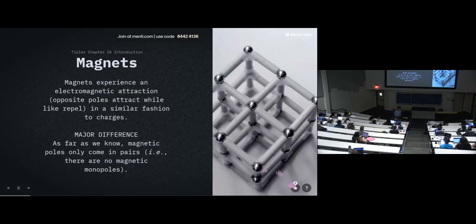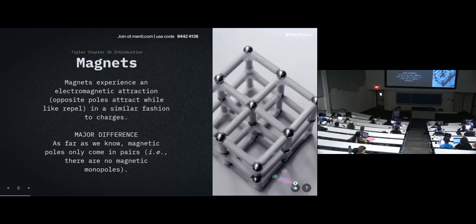All right, so let's get to this slide. Magnets experience an electromagnetic attraction. Opposite poles attract while like poles repel, in a similar fashion to charges. The big difference in Maggie's question here is my statement that magnetic poles only come in pairs, meaning there is no magnetic monopole. As far as we have ever measured, and there are still physicists out there trying to disprove this statement, if you have a north pole of a magnet somewhere, you better have attached to it a south pole as well. You never get a north without a south, or a south without a north.